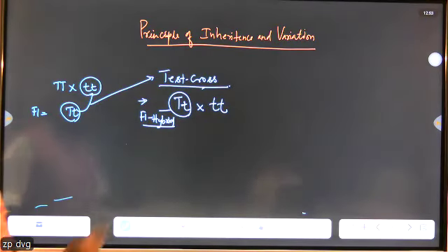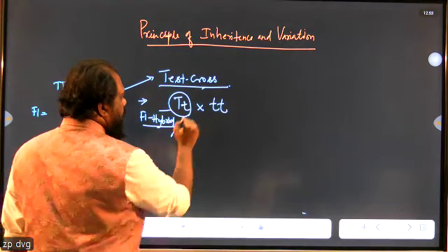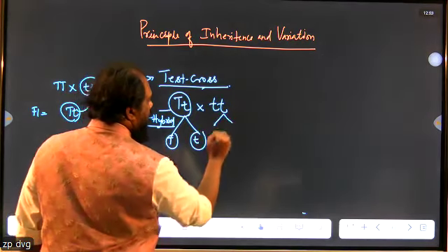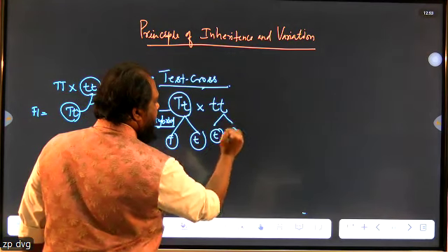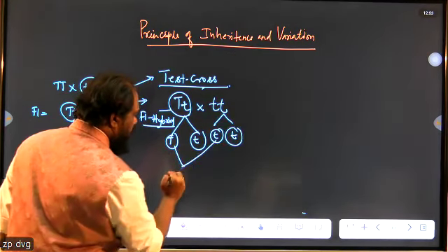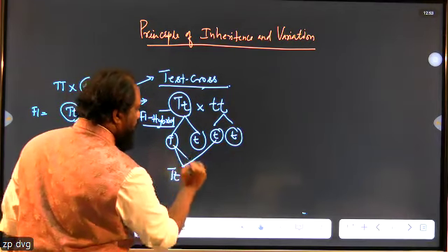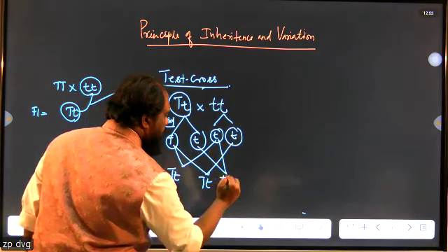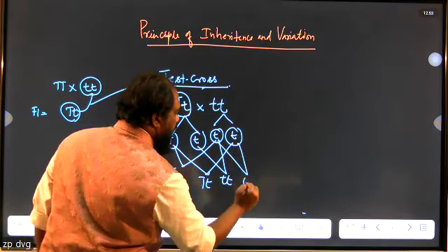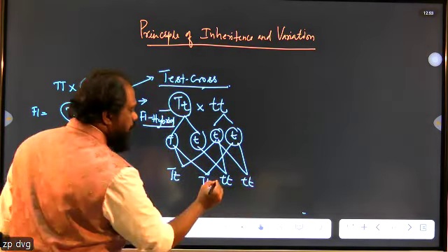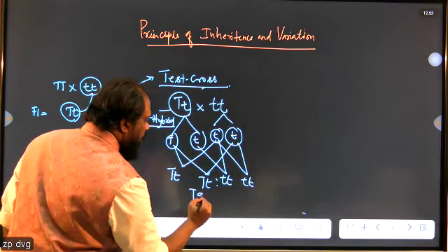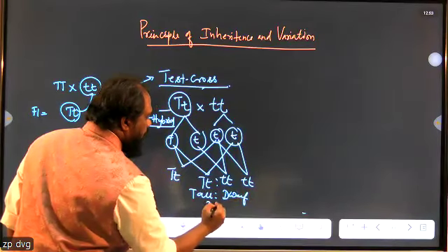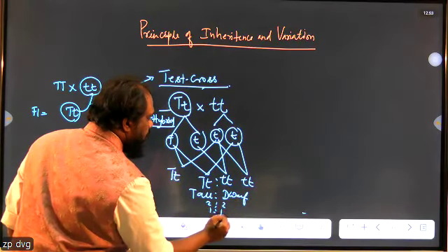Now, when you do this cross, hope you remember the gamete formation. So, this will give you capital T, small t. This will give you capital T, small t. This will give you small t, small t. This will give you small t, small t. So what is the ratio? Ratio is tall is to dwarf. I can write 2 is to 2, which will be reduced to 1 is to 1.